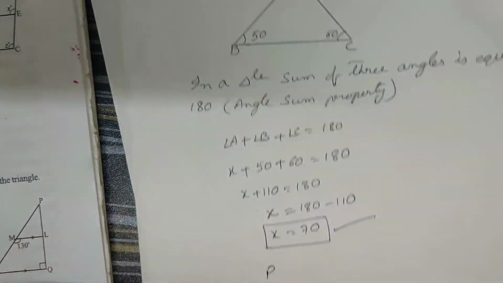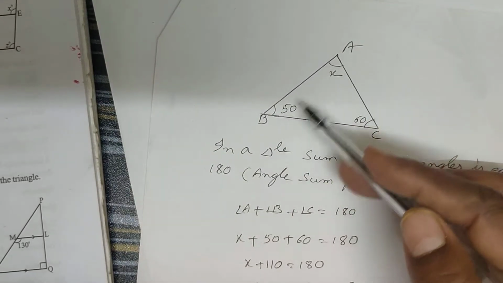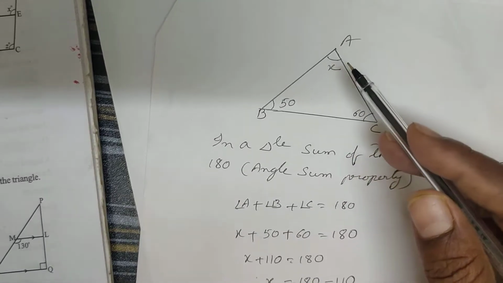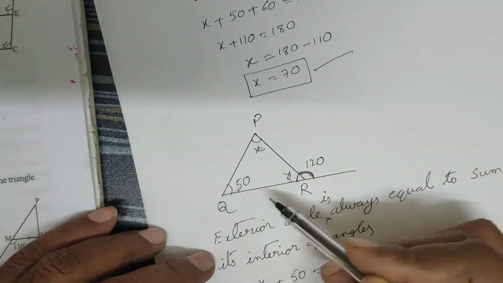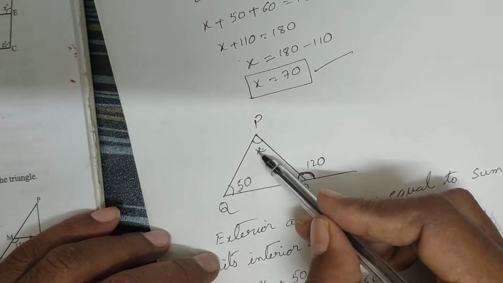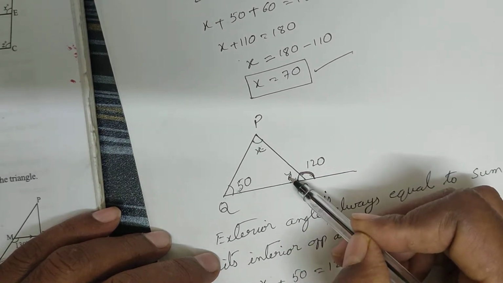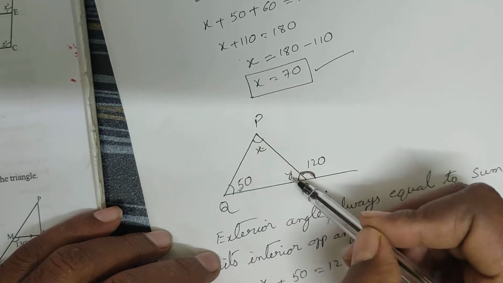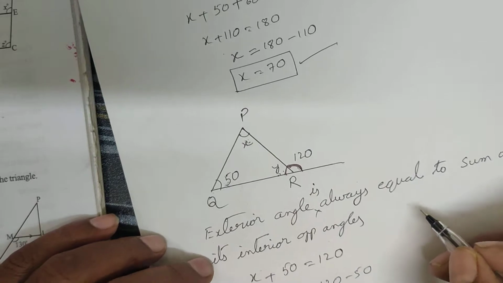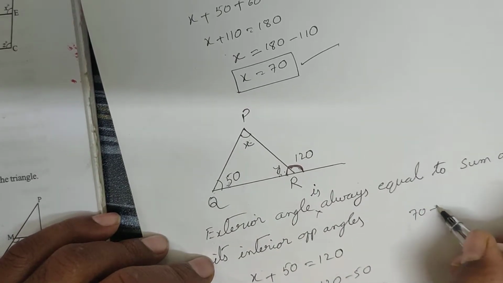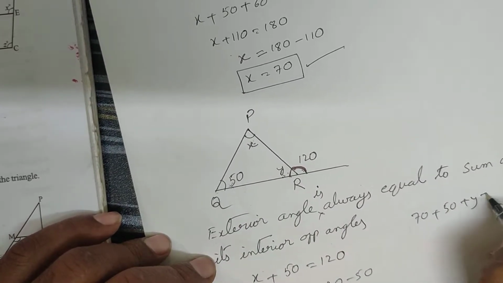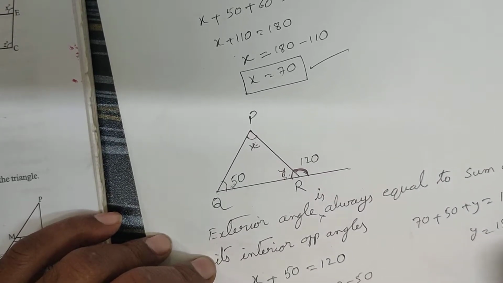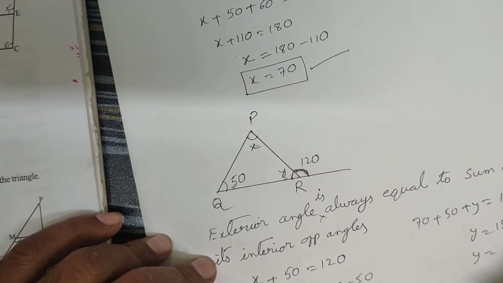Now same like the previous problem. In the previous problem, what is there? In a triangle, two angles are given and one is unknown. So you can find the unknown one by using the angle sum property. Like that, in this triangle, the X value you found as 70. It is 50. This is Y. Y is another angle in a triangle. So two are known, one is unknown. You can write by angle sum property that 70 plus 50 plus Y is equal to 180. Y is equal to 180 minus 120. So Y is equal to 60.